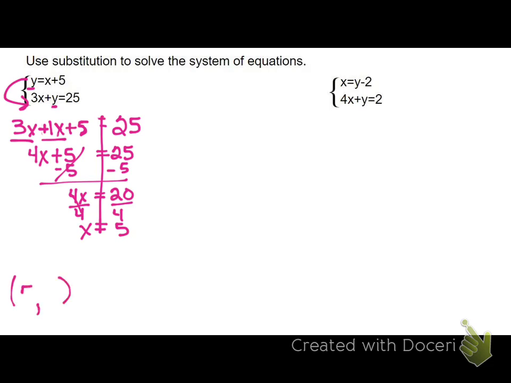5, right? So I plug in 5 for the x value of my ordered pair, x, y. Now I know what x equals. Now I need to determine what y equals. Which equation would it be easier to determine what y equals? Top or bottom? Top.